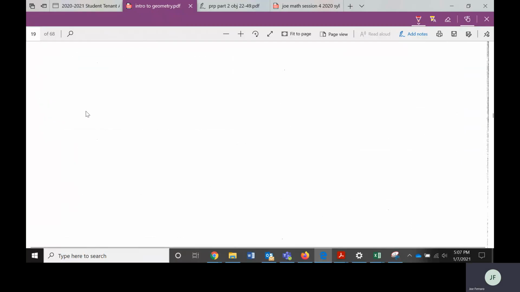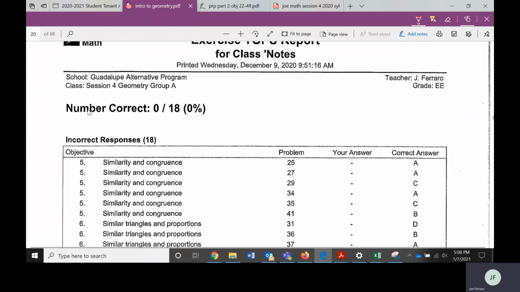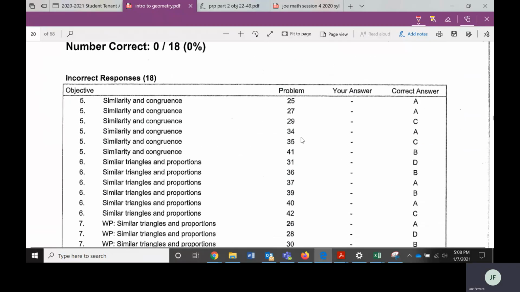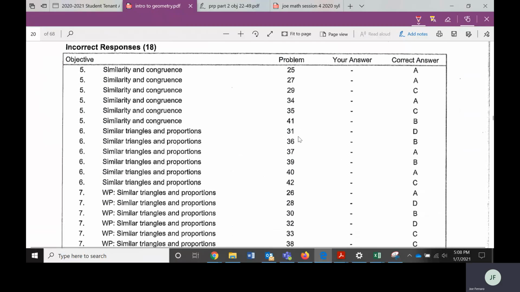Okay. And then last thing I'm going to do is kind of show you on the key here. Obviously, a key can be used to figure out if you got the answers right or not. But the other thing it can be used for, I'll show you here. I'm going to circle the problems we did. So we did 25, 27, 29, 34, we did 31, we did 37, we did 40, we did 26 and 28.